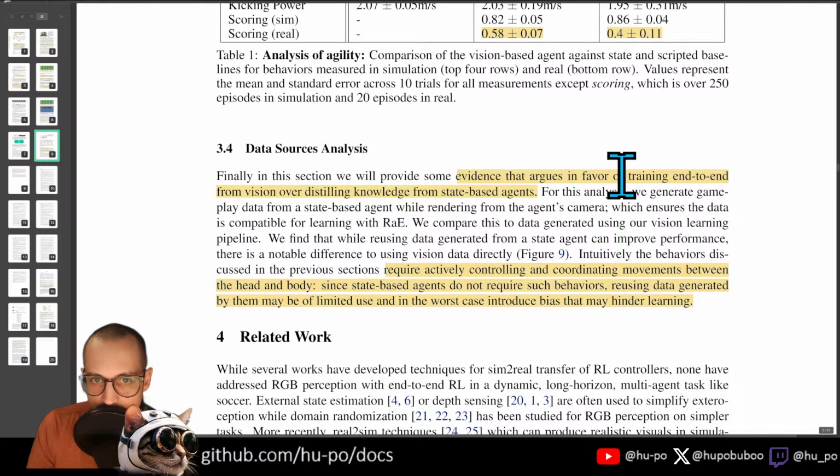Evidence that argues in favor of training end-to-end from vision over distilling knowledge from state-based agents, such as requiring actively controlling and coordinating movements between the head and the body. Since state-based agents do not require such behaviors, reusing data generated by them may be of limited use and, in the worst case, introduce bias that may hinder learning.